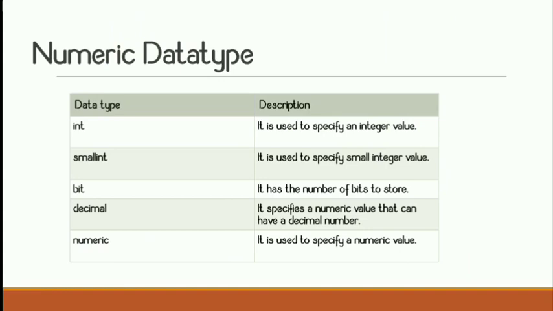Next is bit. If you want to store bits, then you can use the bit data type. Next is decimal. If you want to store numbers like 1.0, 2.33, 3.44, in the form of decimal, then you can use the decimal data type. Next is numeric. Inside numeric, you can specify all the numeric values. Any type of number value is called a numeric value, which can be used under the data type numeric.